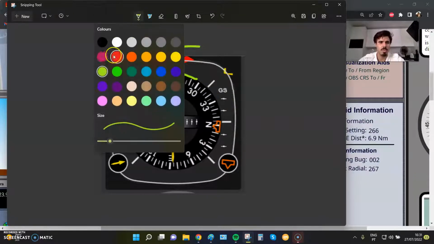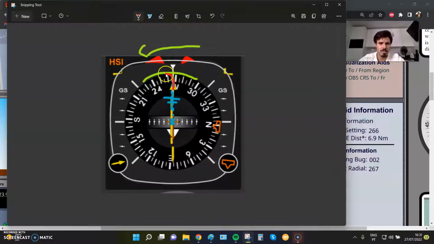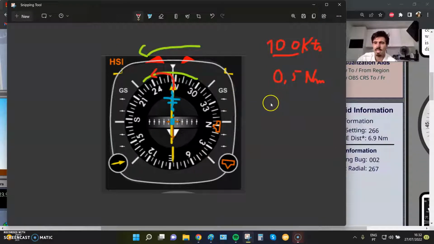So what we're going to do is turn left to intercept the 10 DME arc. Our ground speed is 100 knots. Yeah, you got it, 100 knots. So our anticipation will be, if you do the calculation, 0.5 nautical miles. Since I'm going outbound at approximately 9.5, I'm going to turn left to follow the 10 DME arc counterclockwise.